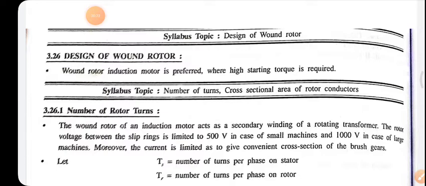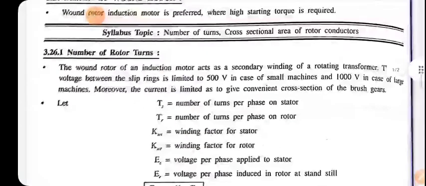So for the wound rotor type, in this topic we are going to see how many number of turns are there, what is the cross sectional area of the rotor conductors, what about the types of the winding, what about the insulations that are to be provided in the slots. Then we will talk about the rotor teeth, what should be its width, and then about the rotor core, what should be its diameter. These are all the things we are going to cover in this topic. So first of all, we will start with number of rotor turns.